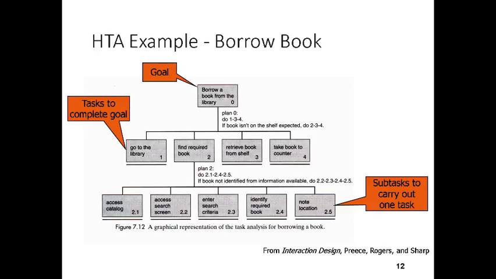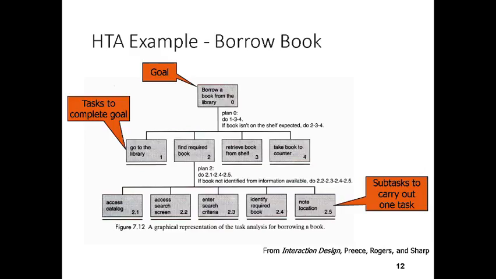Let's say you want to borrow a book from the library. Your higher level goal then is to borrow a book from the library. So that's your top level goal. In order to do that, there are tasks that are required to complete that goal. So for one, you're going to have to go to the library, right? 2, you're going to find the book that you require. 3, you're going to have to retrieve it from the shelf. And then 4, before you can take that book home and borrow it, you're going to have to take that book to the counter to check it out. These are the tasks that you need to complete to borrow a book from the library. These 4 tasks. 1, 2, 3, 4.